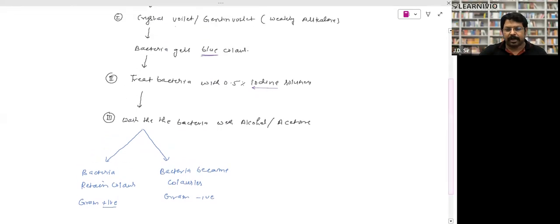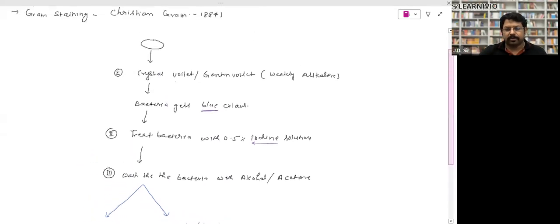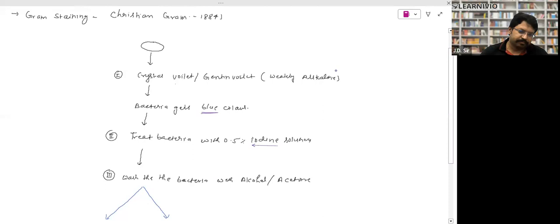But both of the bacteria have to be stained with this crystal violet or gentian violet, right? Clear? Yes, sir.